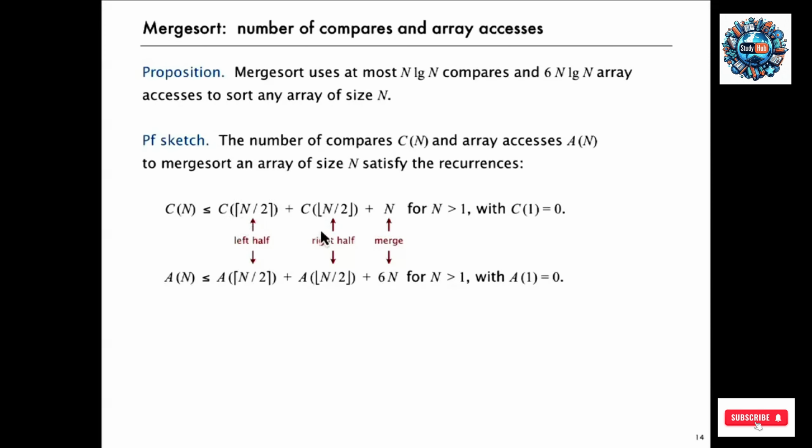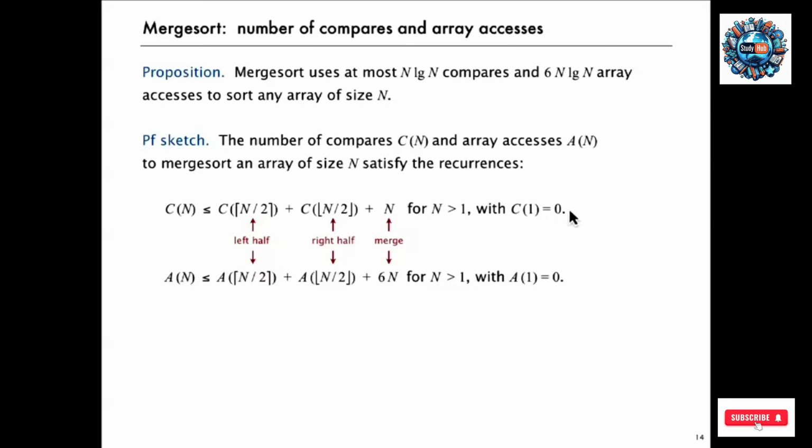Ceiling of n over 2 for the left and floor of n over 2 for the right. And then for the merge, we need at most n compares. If neither one exhausts, we need exactly n compares. And that's true as long as n is bigger than 1. If there's only one thing, we're not doing any compares at all.